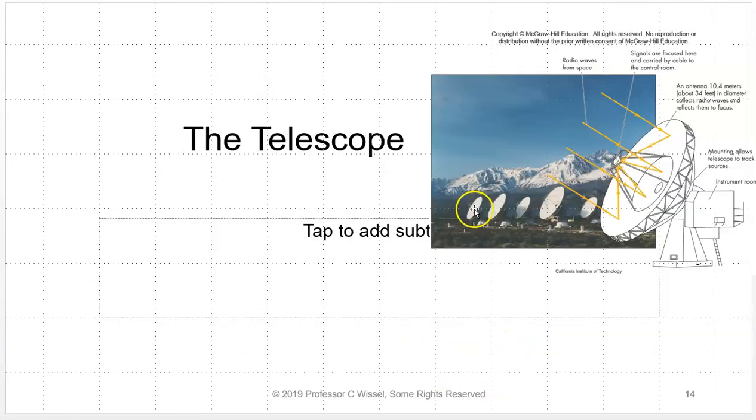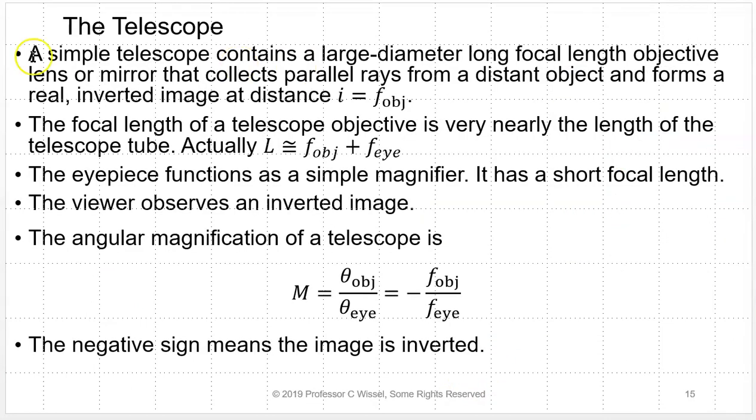distance. Telescope. There are many, many kinds of telescopes. A simple telescope contains a large diameter, long focal length objective. It can be either a lens or a mirror that collects parallel rays from a distant object and forms a real inverted image at distance i equals f objective. The focal length of the telescope objective is very nearly the length of the telescope tube. Actually, if you add the sum of the focal length of the objective plus the focal length of the eyepiece, you get the length of the tube. That's the distance that the two lenses are set apart.